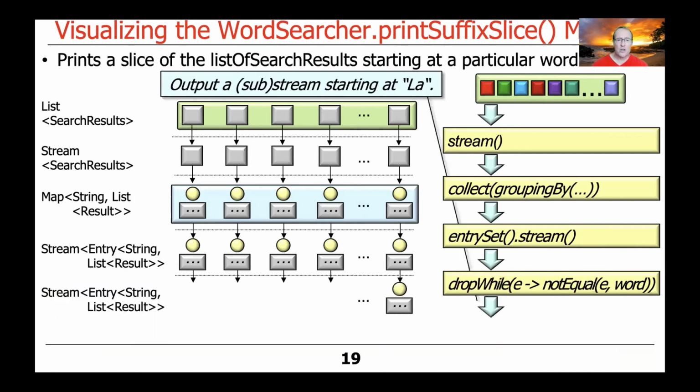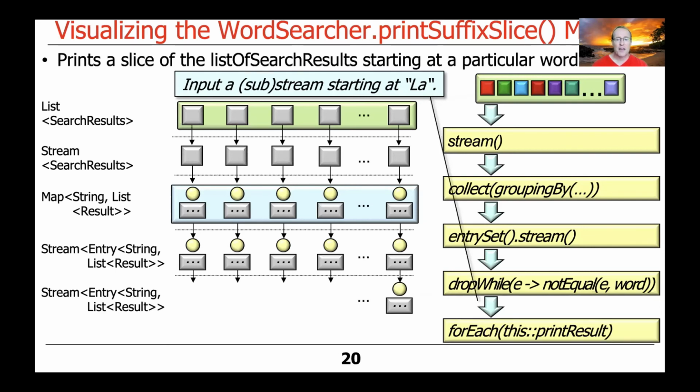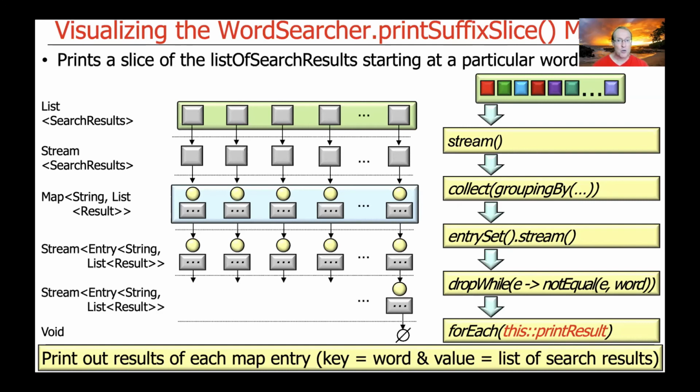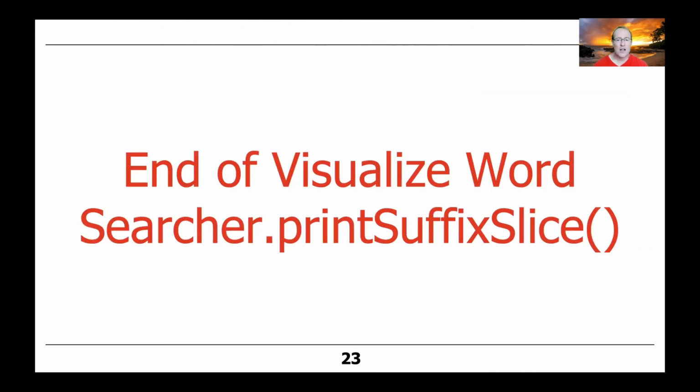Okay, so we end up at the end with a substream that starts at la, and then we're going to use the forEach method to print the results. This forEach method is actually the forEach method on a stream, not the forEach method on a map. So that's a little different from the previous example. So it'll iterate through all the elements in the stream from the word that we looked up, like la, to the end, printing the results using the same print result method that we saw before. So that's the end of the visualization.